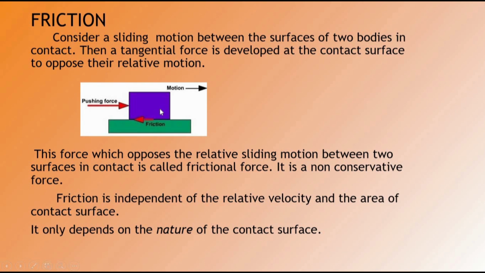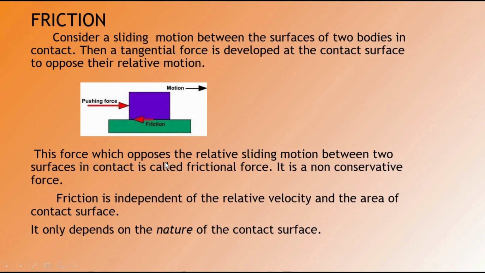Next, we move on to the last part of the topic, which is friction. Consider a sliding motion between the surfaces of two bodies in contact. Then a tangential force is developed at the contact surface to oppose their relative motion. That force is friction. Whenever two objects try to move relative to each other, friction comes in the middle near their contact surface because of the small microscopic irregularities of its surfaces.